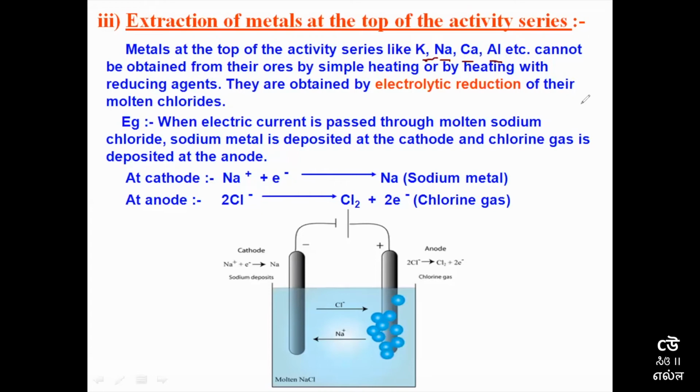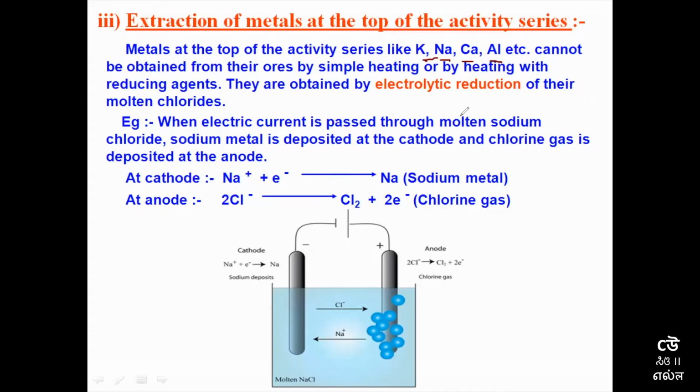So this is the time where we have to do electrolytic reduction of their molten chlorides, or we can say this is the time where we have to perform electrolysis, where with the help of electricity we will be reducing these molten chlorides into their pure form. An example is when electric current is passed through sodium chloride.